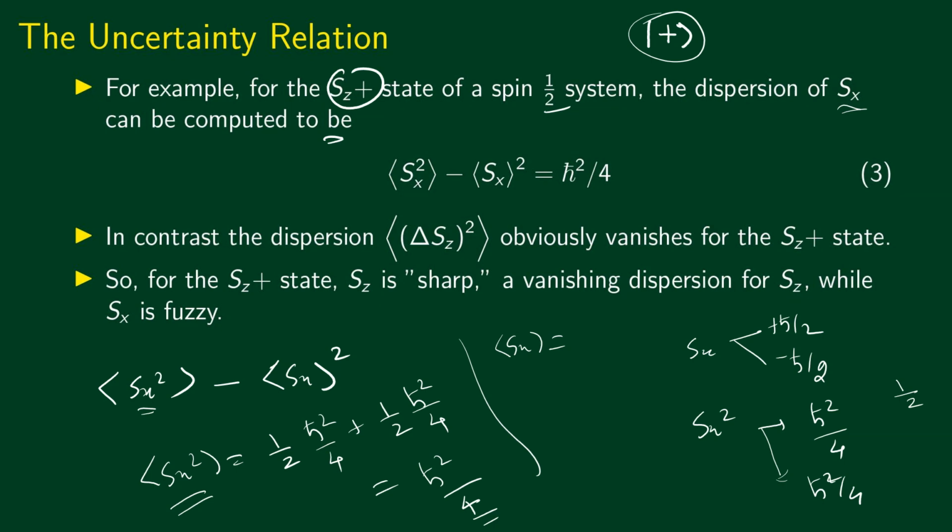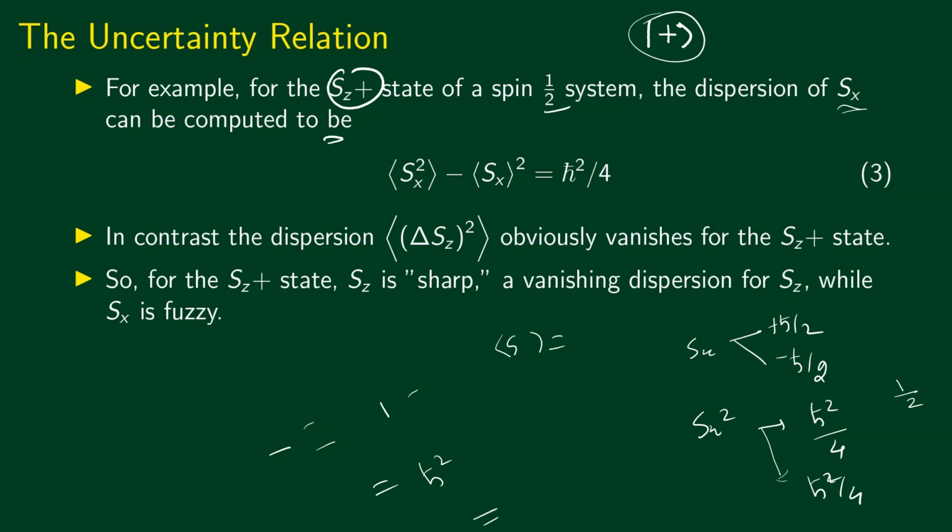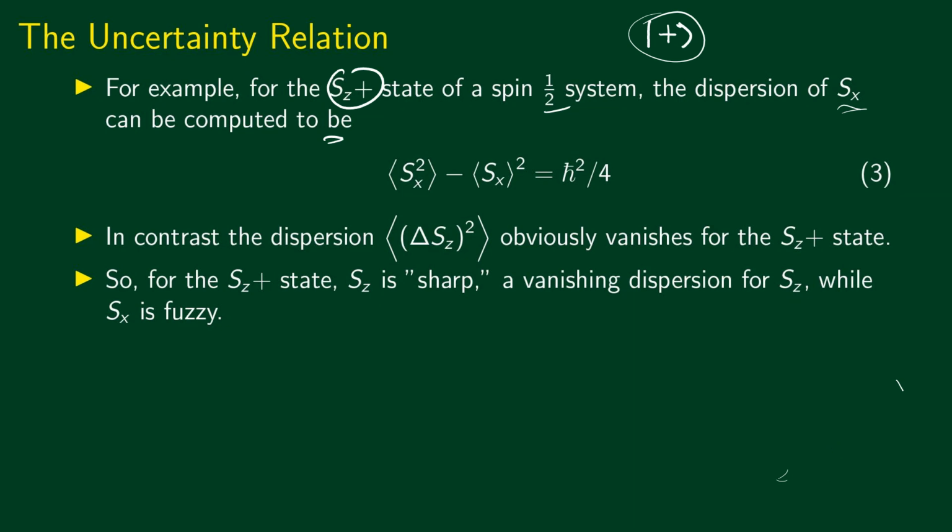Now, what about the dispersion of Sz? Clearly, that has to be equal to 0 because we already know that in the state ket plus, there's no uncertainty. When you make a measurement of Sz, there's no uncertainty. You are sure to get h bar divided by 2. All right, so let's find that delta Sz square, the average value of it.